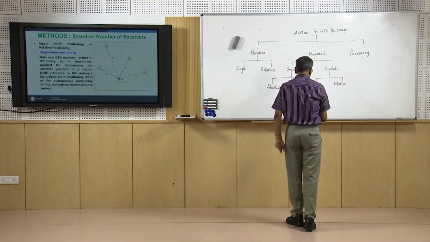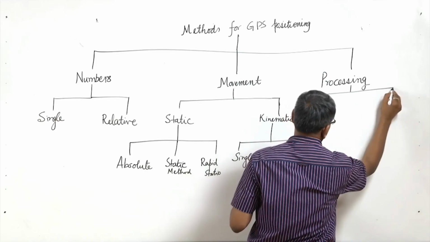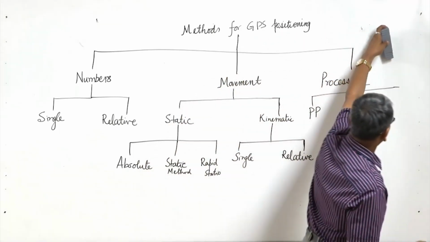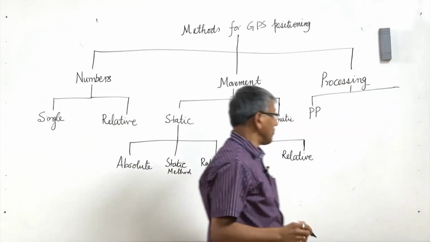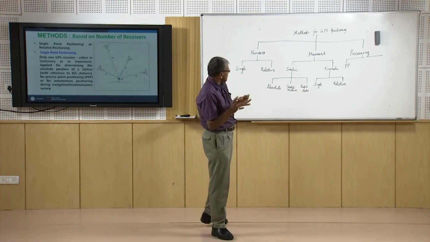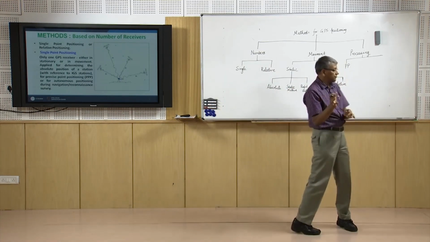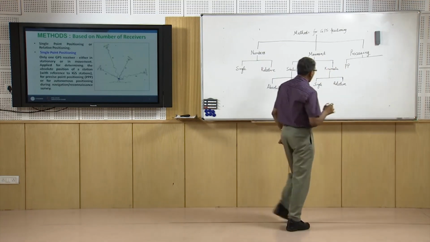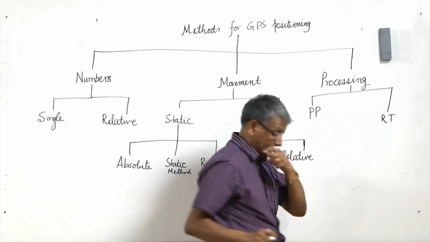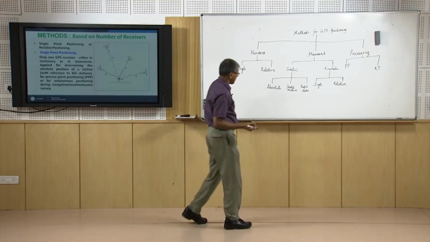And then under processing, again there may be two types. One is called post processing, that means in this method of surveying, the data that has been collected during surveying will be processed much after it has been collected, and the other one is called real time, that means data will be processed simultaneously while it is being collected.